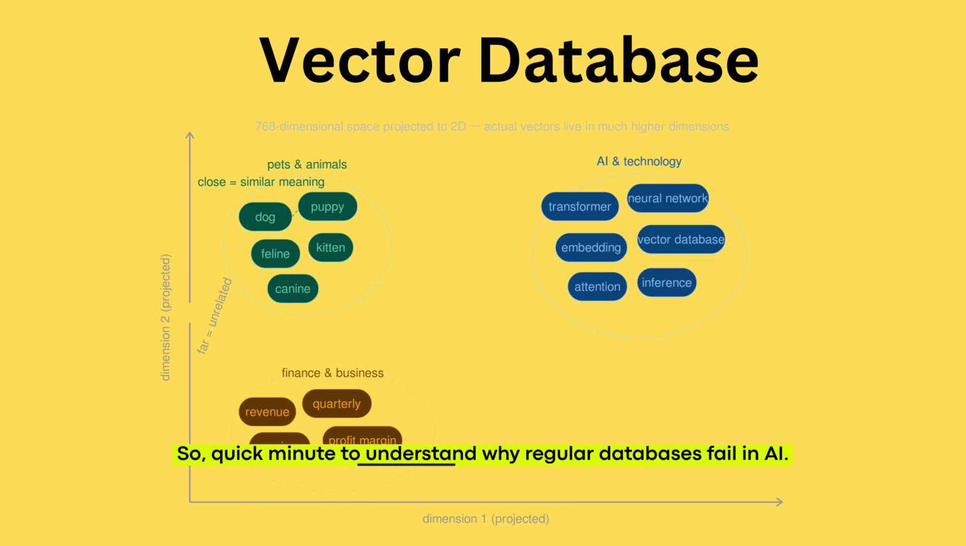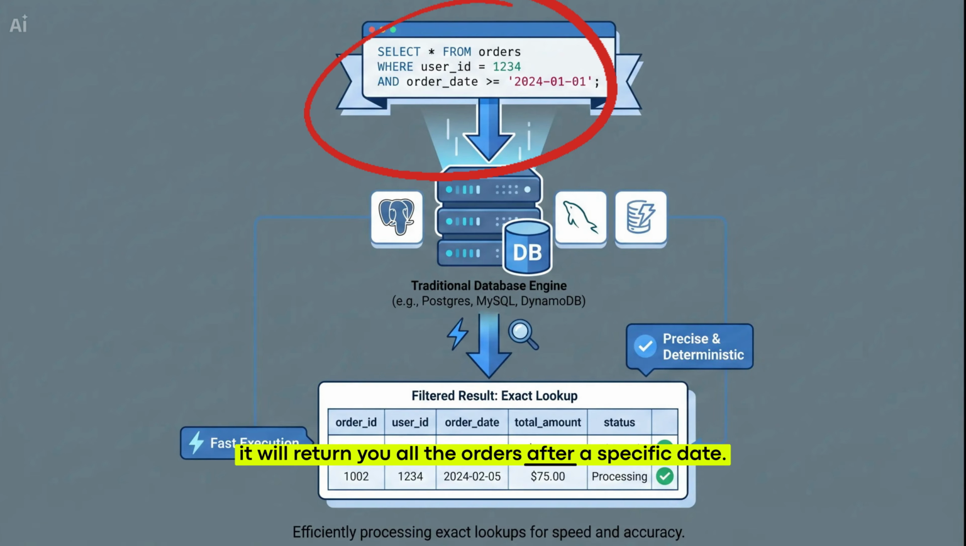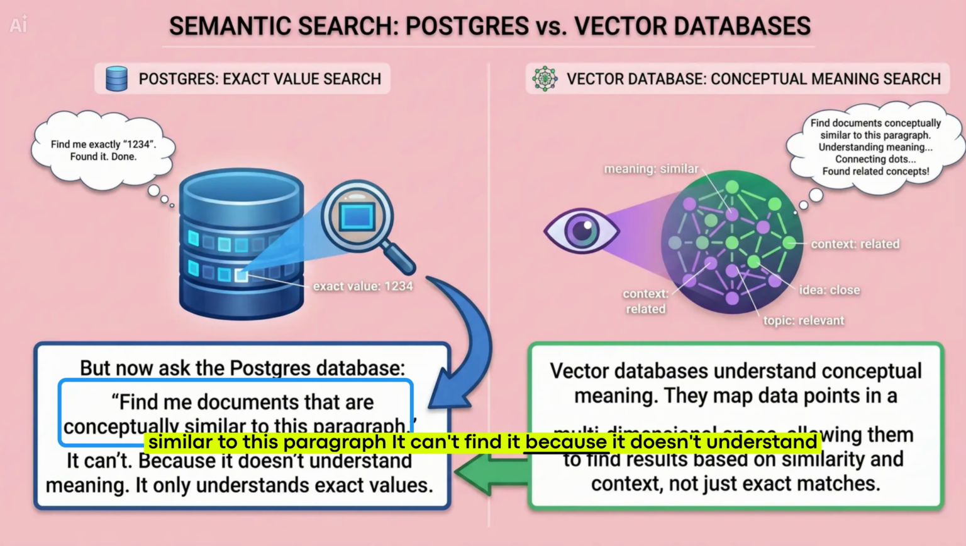So, quick minute to understand why regular databases fail in AI. Let's start with the problem. Traditional databases like Postgres, MySQL, DynamoDB, they are brilliant at exact lookups. You give it a user ID, it will return you all the orders after a specific date. They are fast, precise, deterministic. But now ask, find me documents that are conceptually similar to this paragraph. It can't find it because it doesn't understand the meaning. It understands only the exact values.